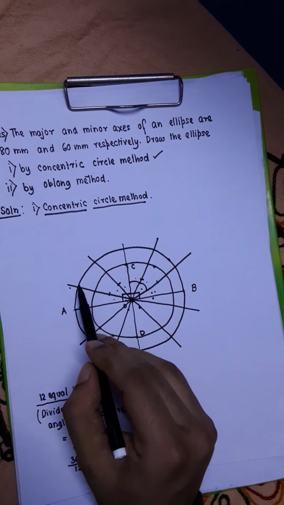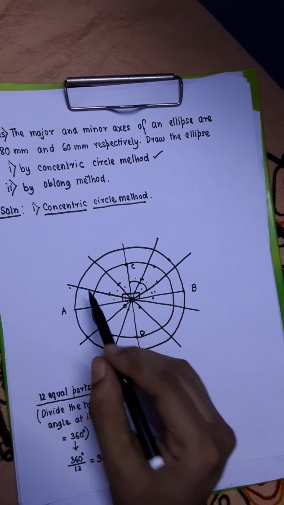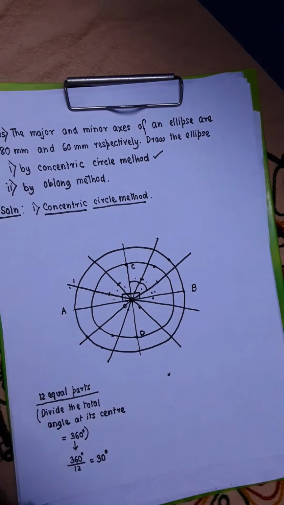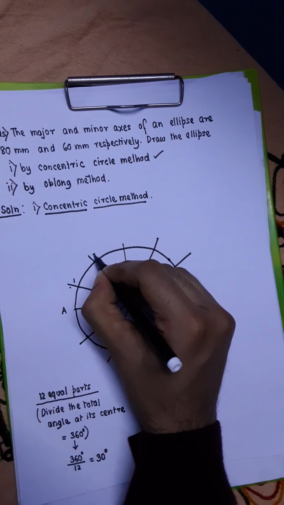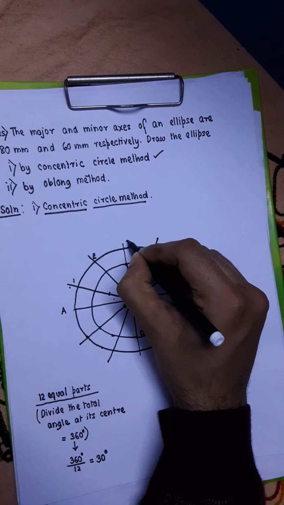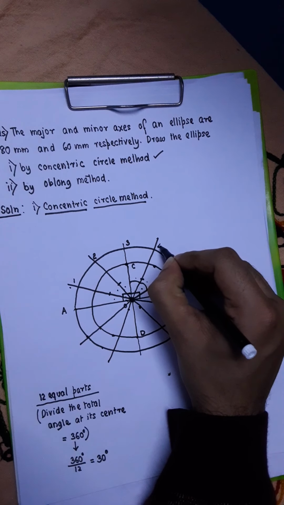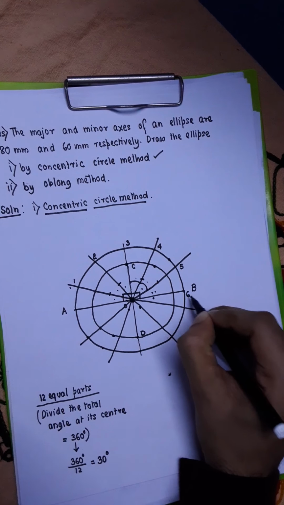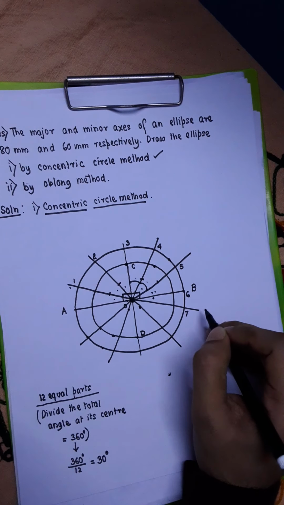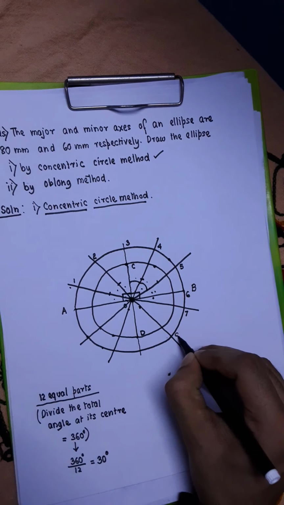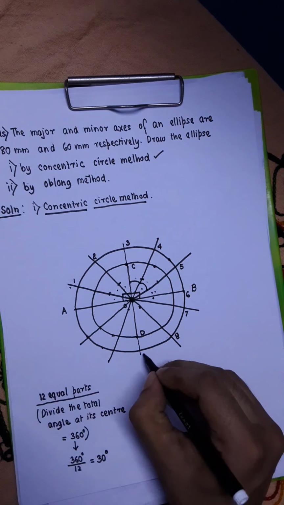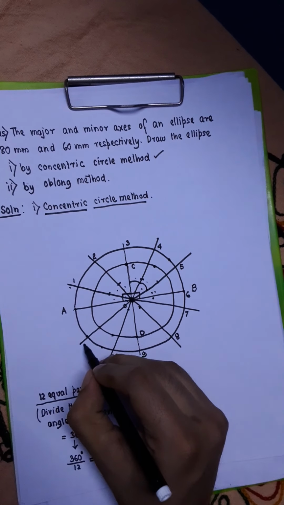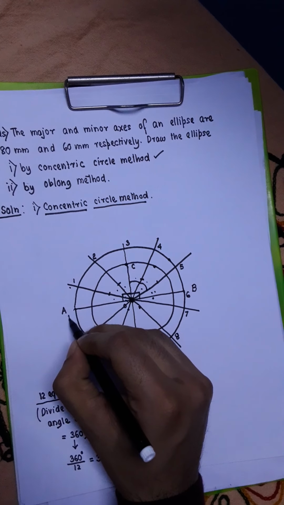Now the division points on the major axis circle, let us assign numbers to these division points. So let us call this point 1, this point 2, this point 3, this point 4, 5, 6, 7, 8, 9, 10, 11 and 12.